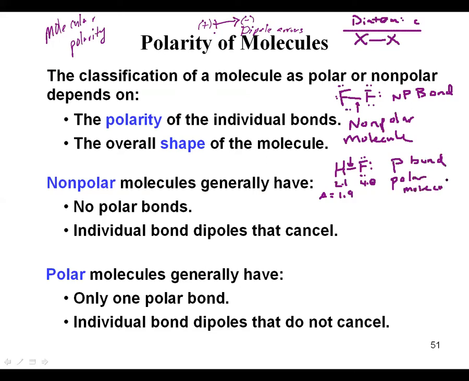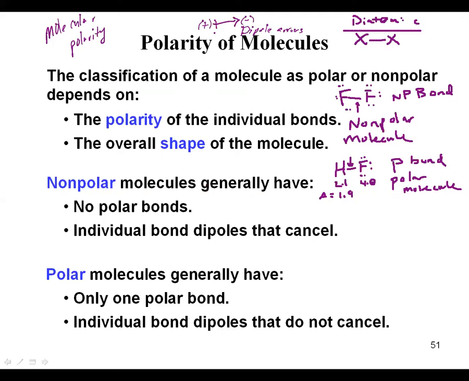So if you have a diatomic molecule, that is when you can use electronegativity values to help you decide whether it's going to be polar or non-polar. Because it only contains one bond, if that bond is polar, then it will be a polar molecule. If that bond is non-polar, then it would be a non-polar molecule.